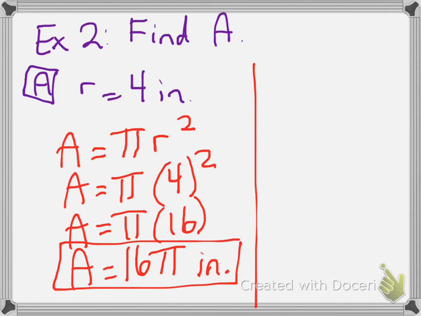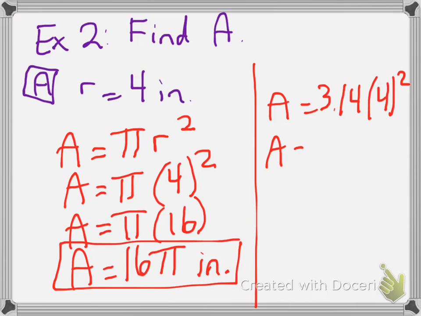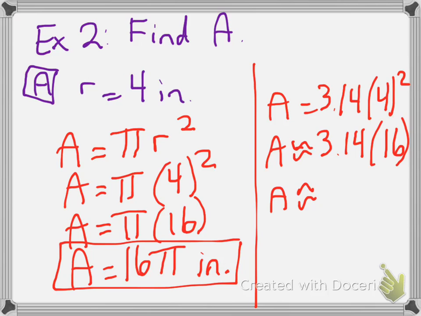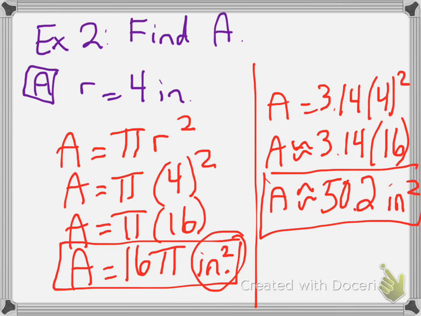Let's do it with 3.14. 3.14 times your 4 squared. Area is about, let's start doing that now, 3.14 times 16. Your area is about, let's see, your area is about 50 2/10 inches. Did you catch my mistake here? Area is in square units, so this should be inches squared. This should be inches squared. And that's the area.